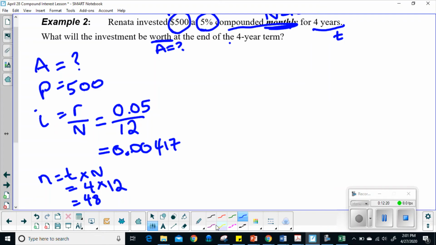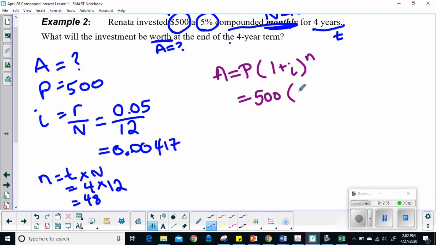Okay, so let's put all this into our equation. Our equation, remember, is A equals P bracket 1 plus I, all to the exponent n. My principal, which is my starting amount, is my 500. 1 plus this big long decimal, all to the exponent 48.